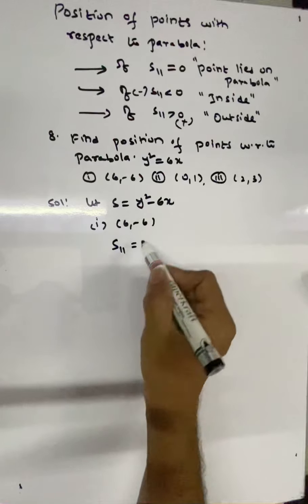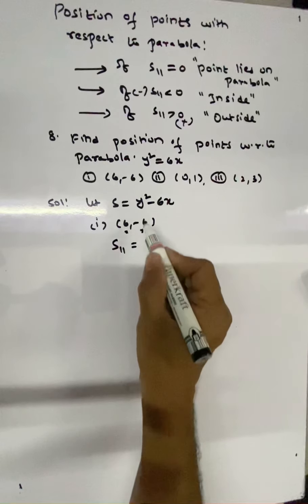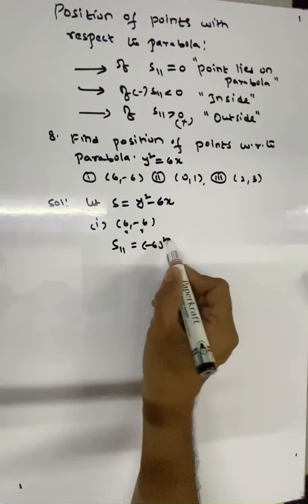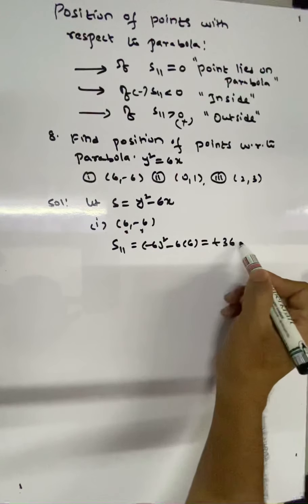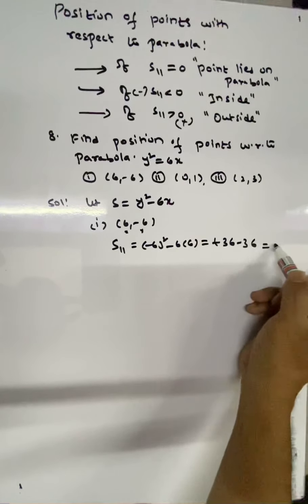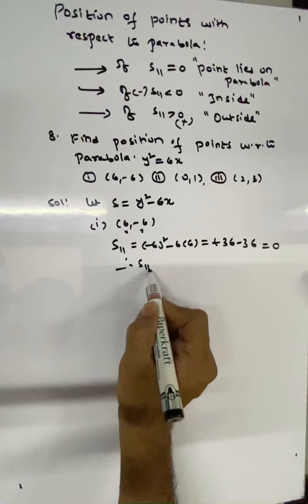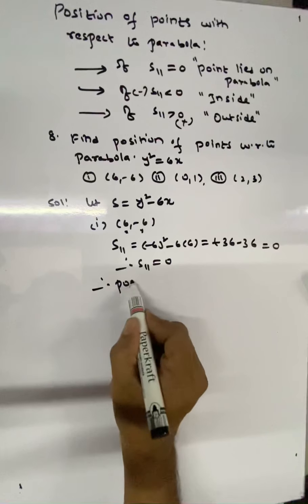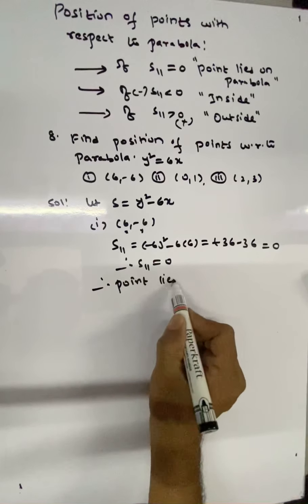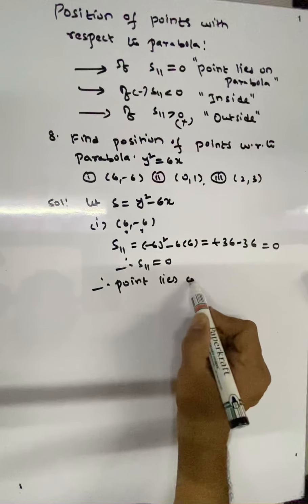S11 means substituting the point's x and y in place of x and y. So minus 6 square, minus 6 into 6. So this is 36 minus 36, that is 0. We got S11 equal to 0. If S11 is 0, we can write the point lies on the parabola.